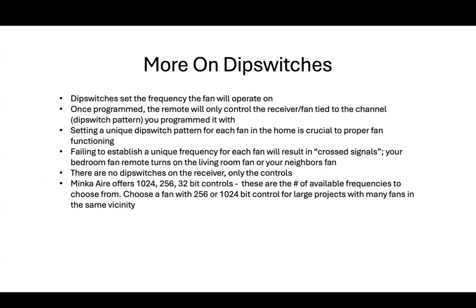1024-bit controls have 1024 different frequencies to choose from and are best for larger volume projects like apartment buildings. In these situations, it's best to create a frequency matrix for each apartment unit so that each apartment has its own unique frequency.